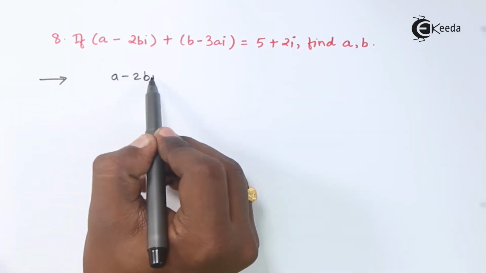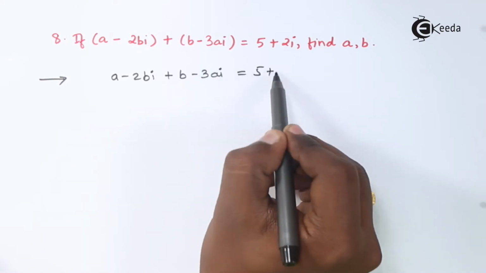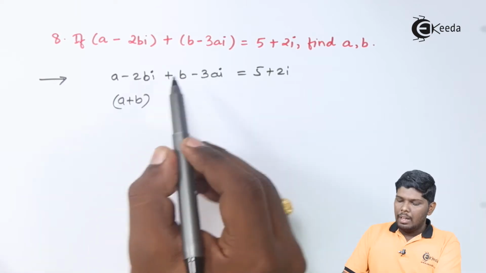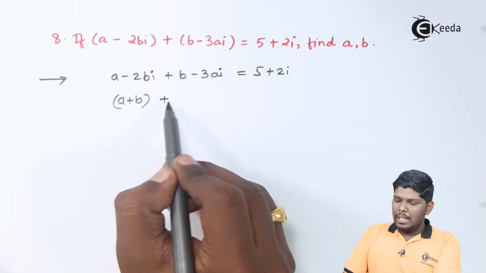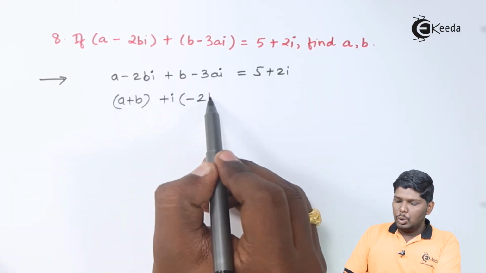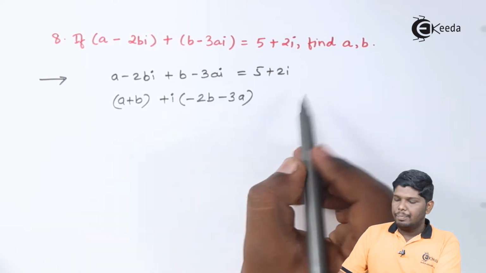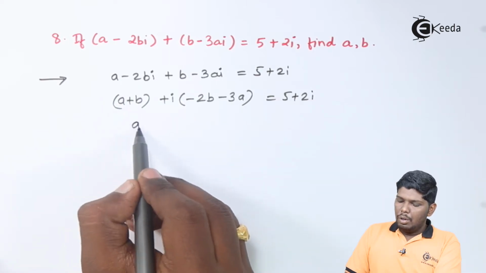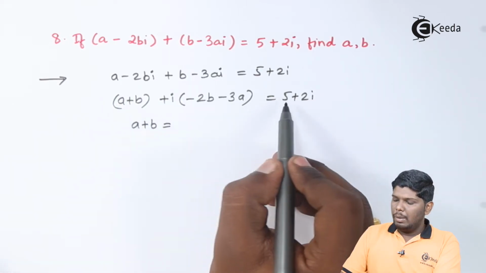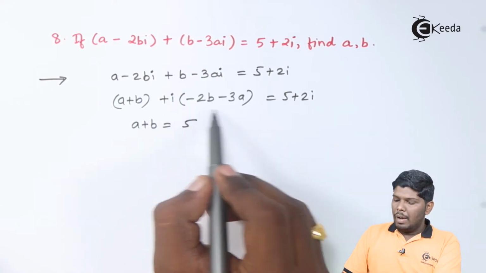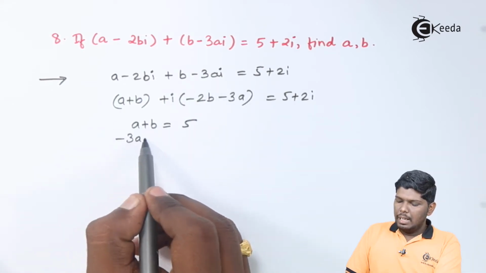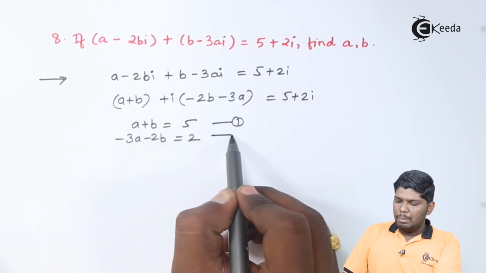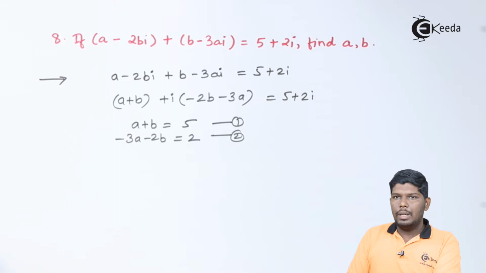For that, on the left hand side, the real part will be a plus b. And from the remaining two terms, we can take plus i common so that we get minus 2b minus 3a, is equal to 5 plus 2i. And on comparing, the value of a plus b, that is the real part, will be equal to 5. And the imaginary part, that is minus 3a minus 2b, will be equal to 2. So considering these as equation number 1 and 2, we can solve these equations simultaneously.